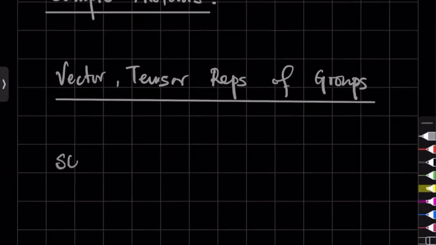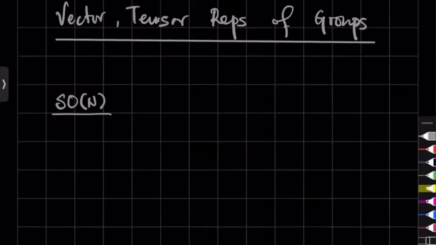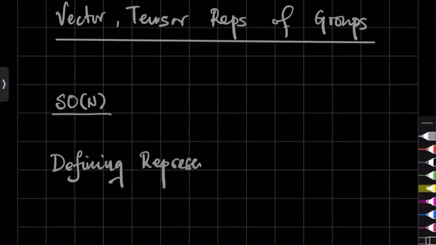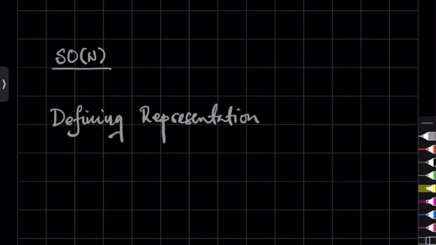So let's just take SO(N) or O(N), doesn't matter, but for definiteness, let's just talk about SO(N). In fact, I will have something to say about O(N), but yeah. So for these groups, there is the defining representation, right? So the defining representation, what will it be? It'll be some sort of n by n matrices, right?